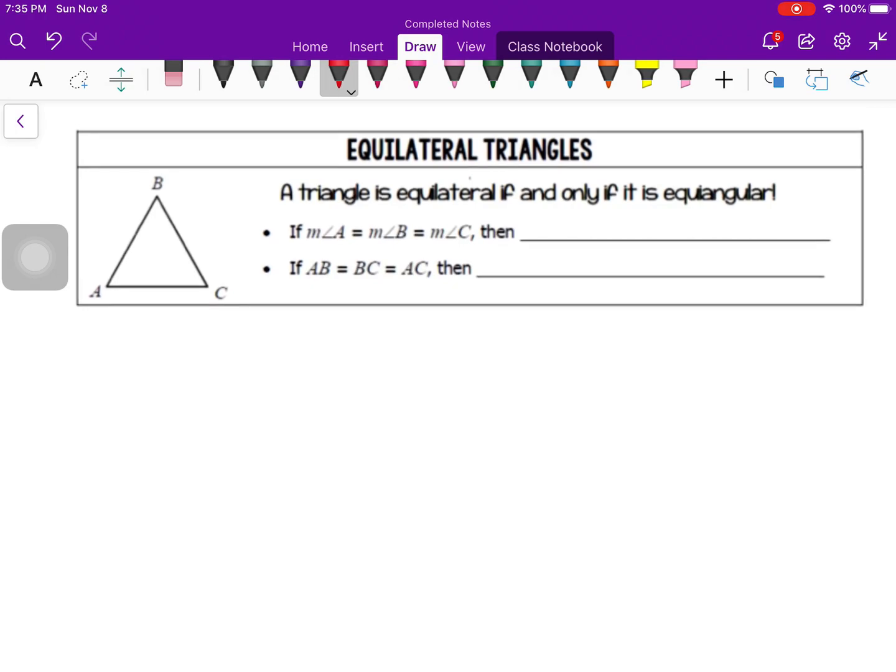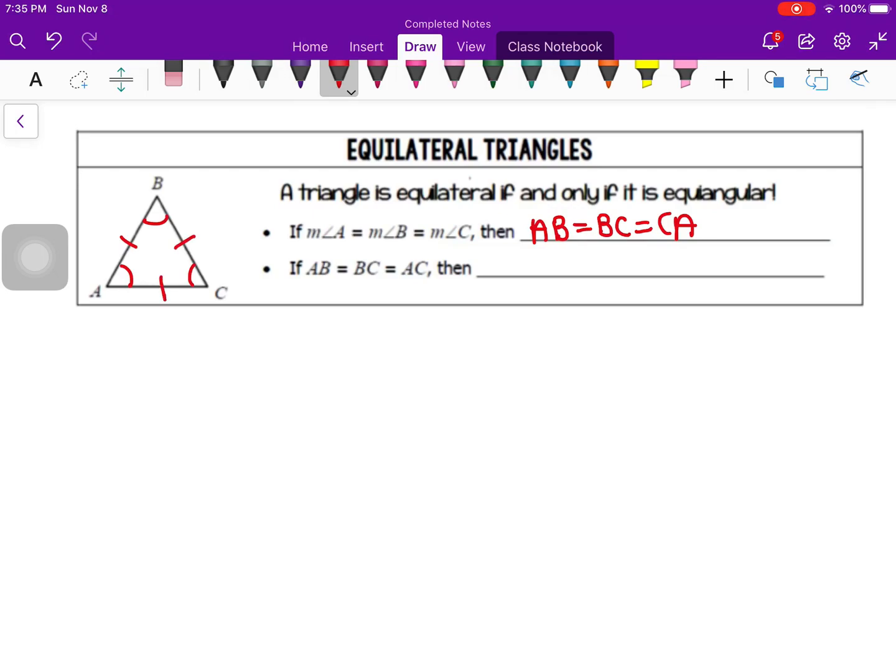Equilateral triangles. Remember, equilateral triangles are triangles that have 3 congruent sides, so all sides are congruent. It says a triangle is equilateral if and only if it is equiangular. That means if the measures of angles A, B, and C are all equal, so it's equiangular, then it has to be equilateral. So then we know that the measure of AB will equal the measure of BC, which will equal the measure of CA.